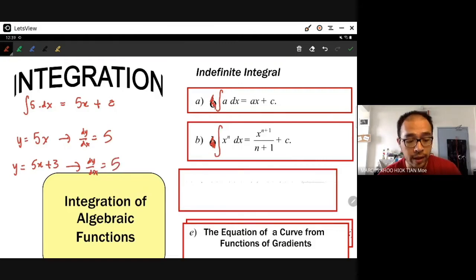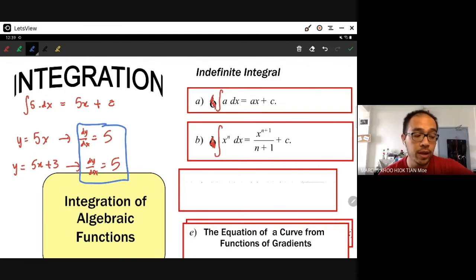So you find that since the differentiation of both these equations ends up with the same answer, we have to take into consideration that there could be a value behind there. How we find the value of C is not our job today. That's our job for the next class.